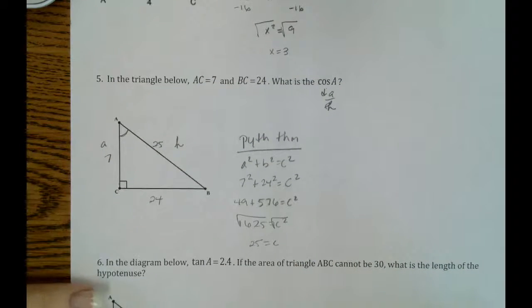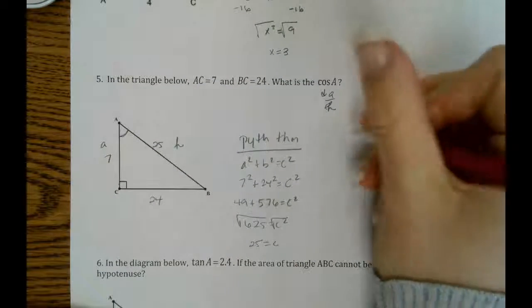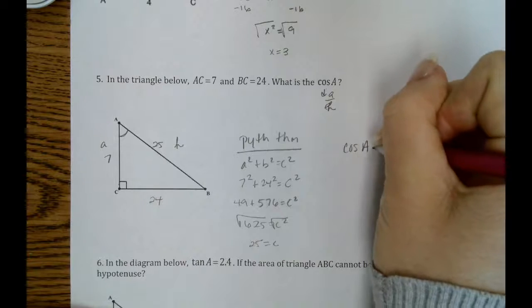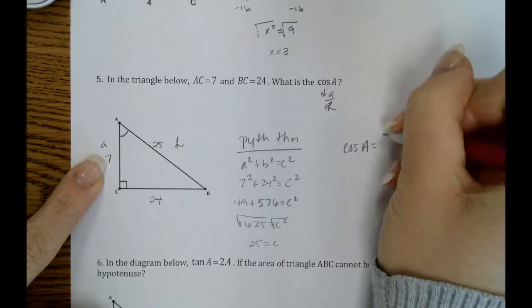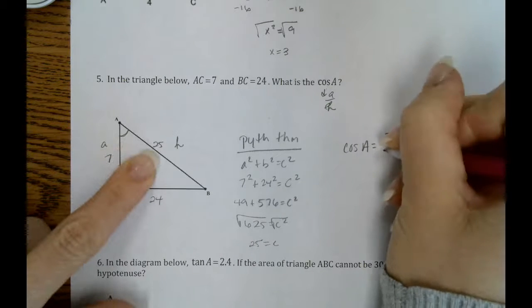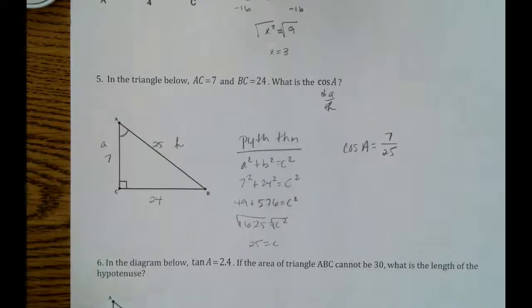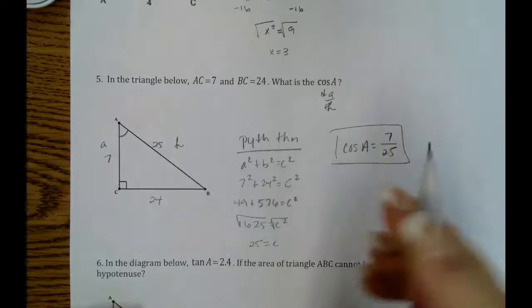Now that we have that other side, that hypotenuse, we can go ahead and do our cosine of A. So cosine of A will be adjacent over hypotenuse, and that's all we can do for that. We cannot break that down.